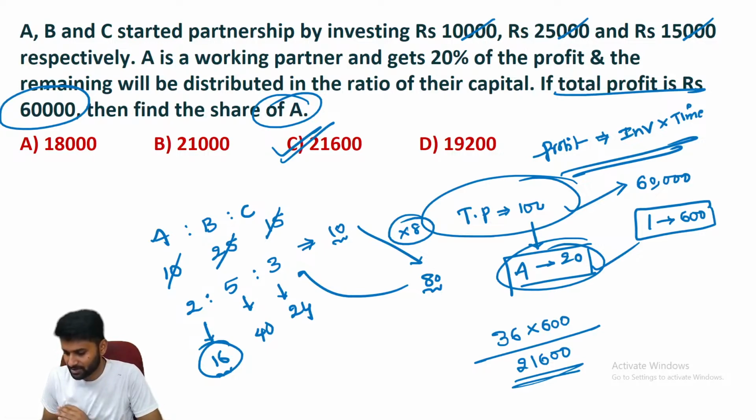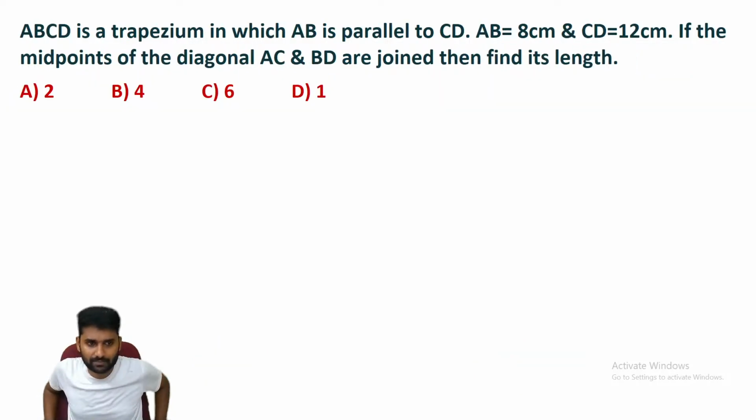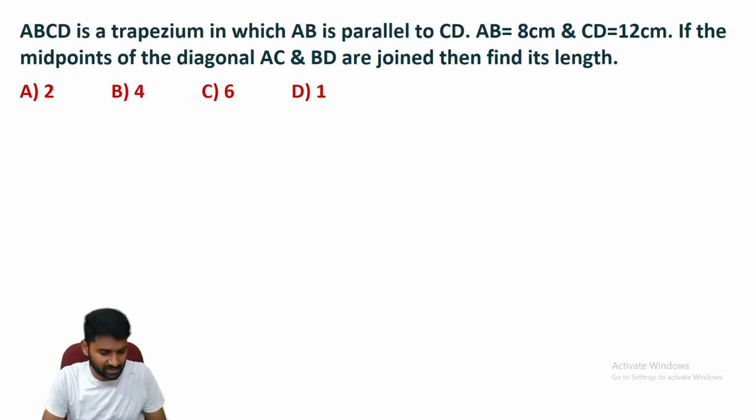Very good. The total share out of the total profit is 21,000. Go through this information. See, mensuration: if you know the basic properties and formulas, you will be able to solve all those questions. So you should learn all the basic formulas.